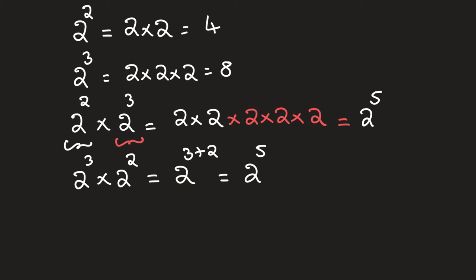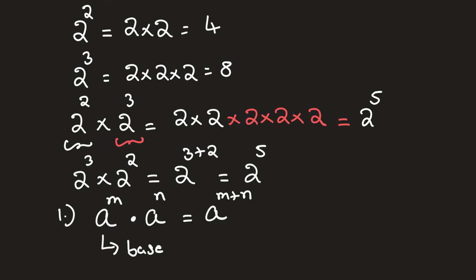Am I right? So from this, we can deduce one law of indices, and that is the first law, which says that a to the power m times a to the power n is equal to a to the power m plus n. Now this a is called the base, and m and n are called the exponents. So we can write it here, a to the power m. This is called the exponent, and a is called the base.